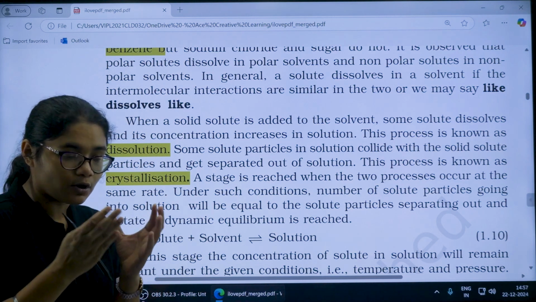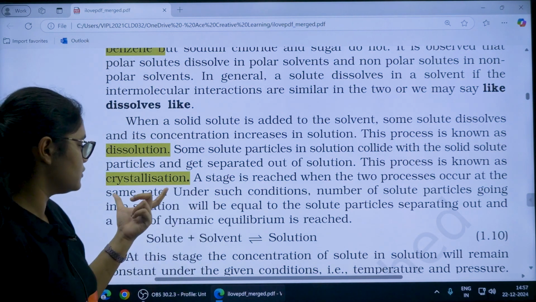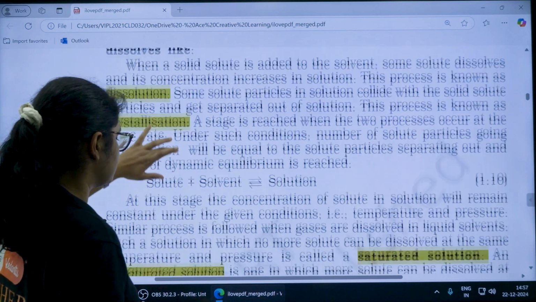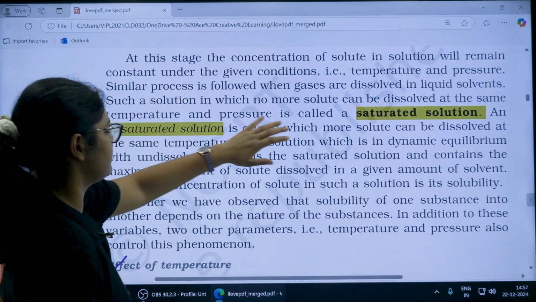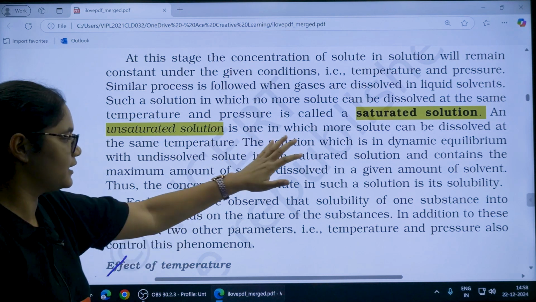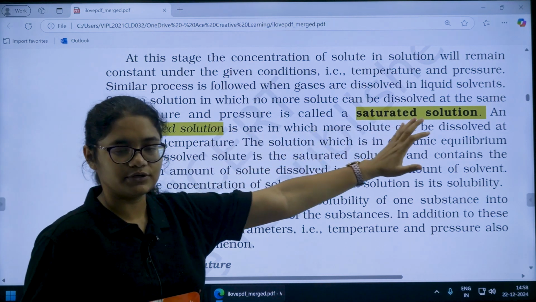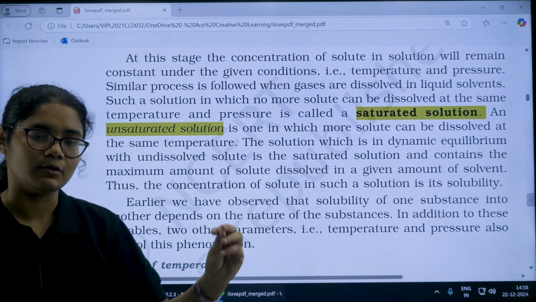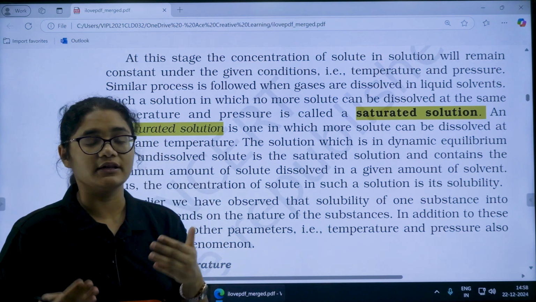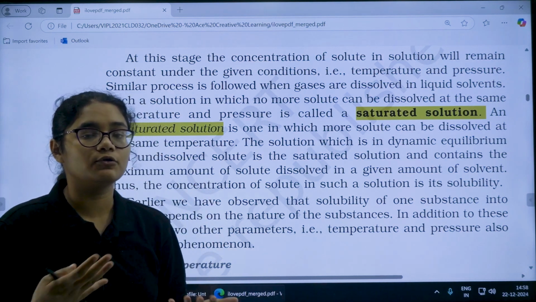When a solute comes out of the solvent, that is called crystallization, right? These two definitions you should know. Next we'll go forward here: the definition of saturated solutions and unsaturated solutions. Saturated solution means when you have dissolved the maximum amount of solute in a given amount of solvent. Unsaturated solution is one in which you can dissolve still more solute.